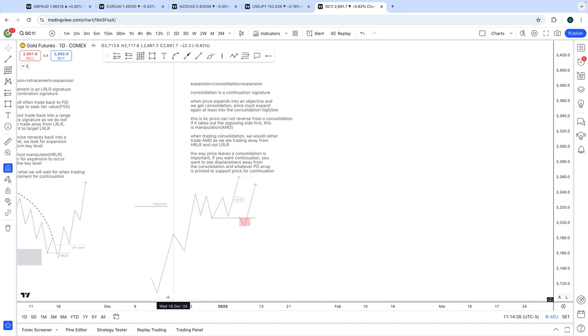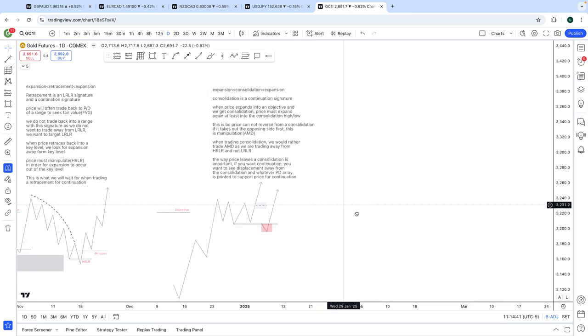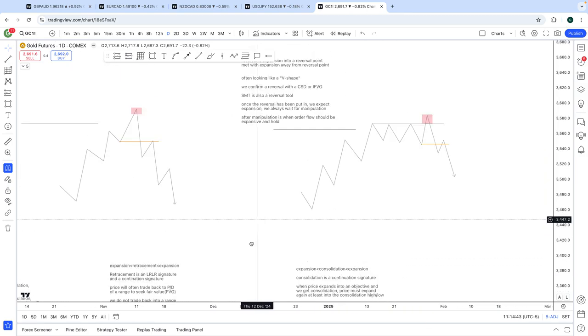So if we want to see expansion, consolidation, expansion, then retracement, let's say, into this fair value gap and expansion again, we want to see displacement through this, right? This consolidation and like a fair value gap or an order block to support price higher, right? So let's go on to reversal.